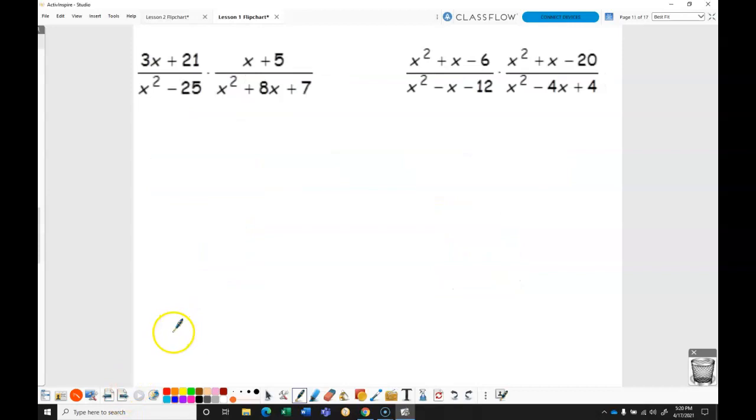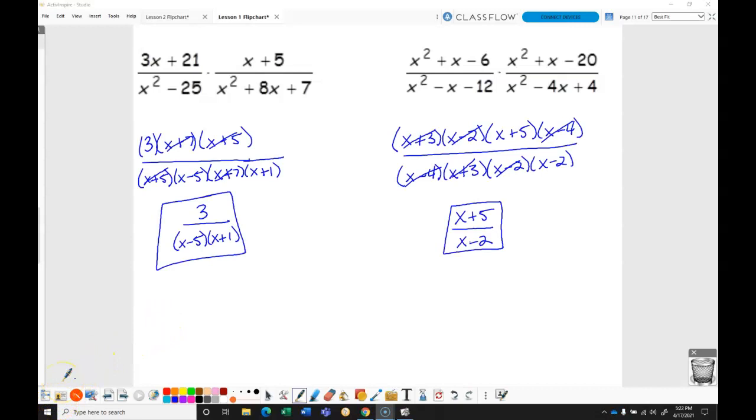We're still in multiplication. Just a lot of factoring and a lot of simplifying. Okay, see what you can do with it. And then I will put the solutions up. And here's your solutions. Everything in this one except for the 3 canceled out in the numerator. And we were left with this.